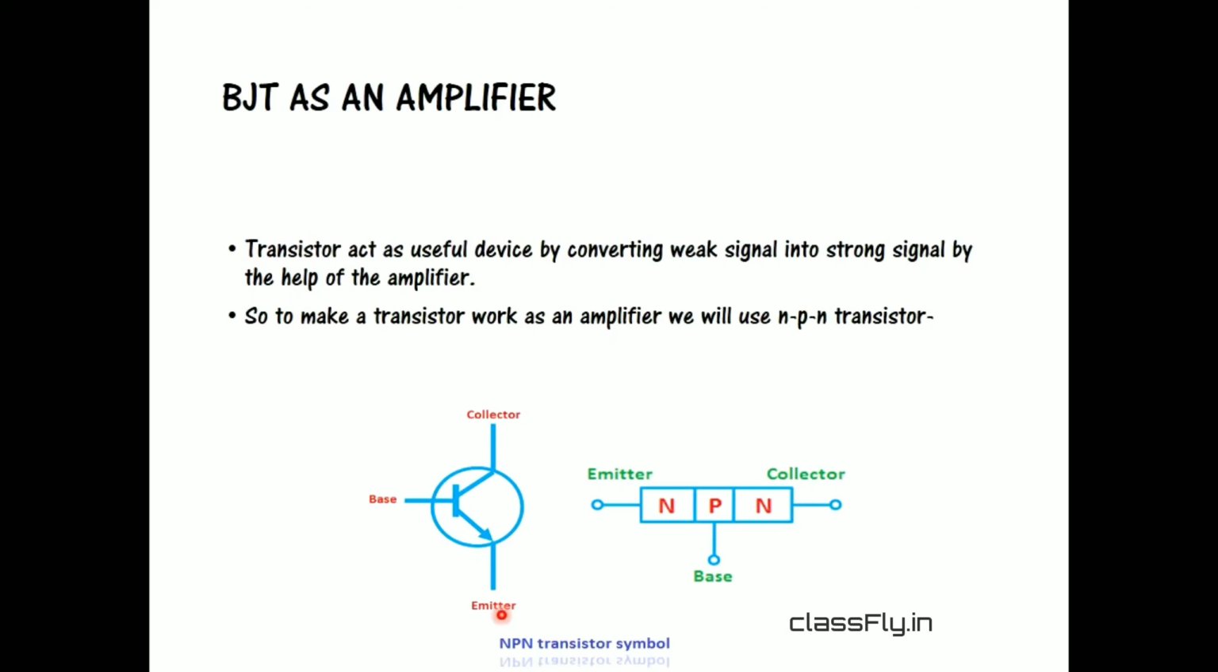Now see, we are using an NPN transistor, and how will we recognize that it is an NPN transistor? When the emitter arrow is going in the outward direction, that states that it is an NPN transistor. And how will you remember? Both the N regions are the emitter and the collector, whereas the P region is the base. So let's use this transistor and see whether our amplifier works or not.